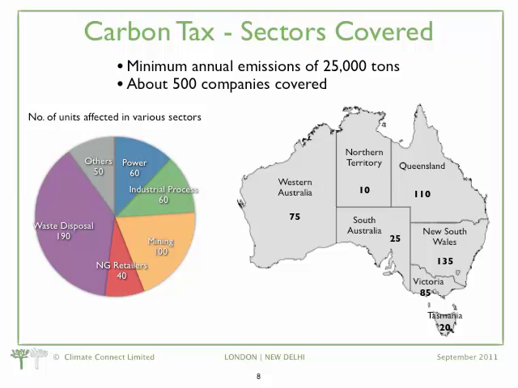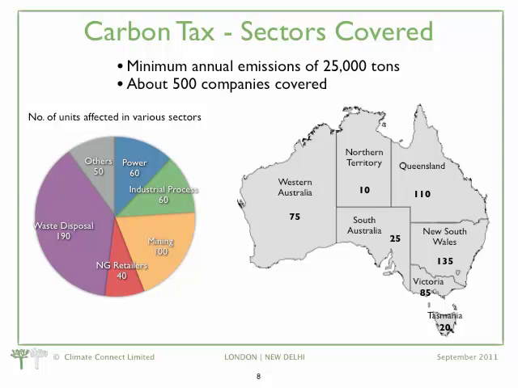The sectors covered under the carbon tax. The threshold for inclusion in the carbon price scheme is emission of 25,000 tons of emissions annually through direct sources, or scope 1 emissions as they are called in Australia. About 500 companies are covered under the carbon price scheme. Power, industrial processes and mining companies constitute 44% of the liable entities under the carbon scheme.